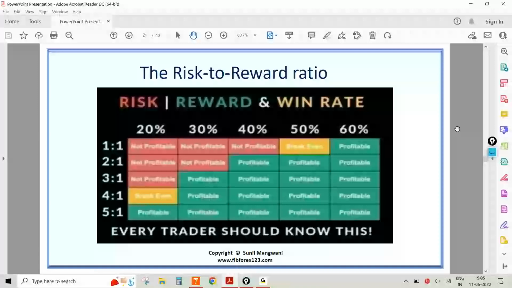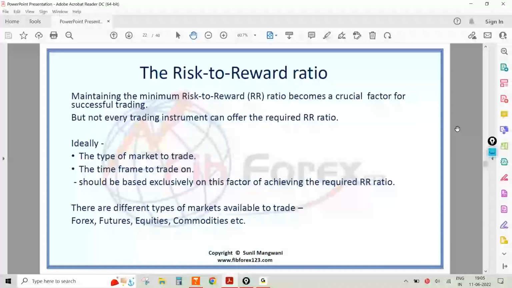These are the mathematics, figures don't lie. Let's go ahead. So, maintaining your risk to reward ratio is crucial. But now let's get a little more into the detail of it, right? Not every instrument may give you the required risk to reward ratio that you're looking for.